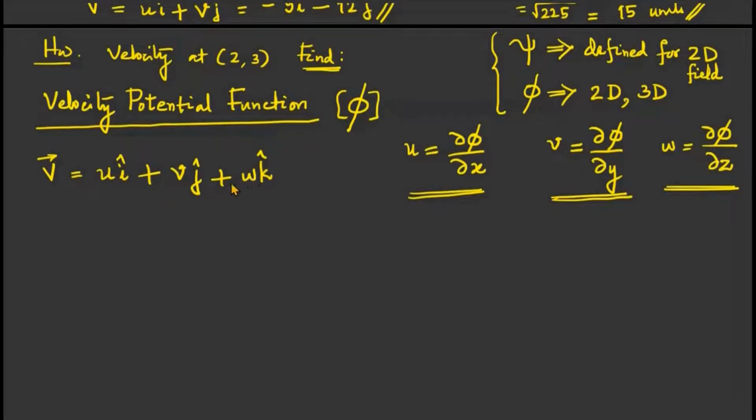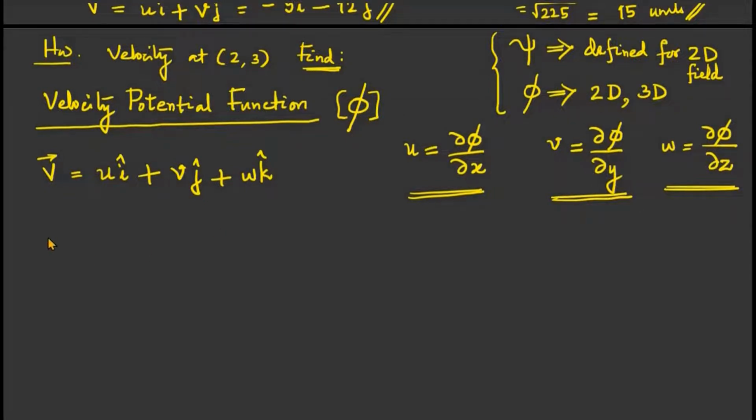Okay. And only if the flow is irrotational does the velocity potential function phi exist. The flow is irrotational, which means fluid elements during the flow will not rotate about their axis.